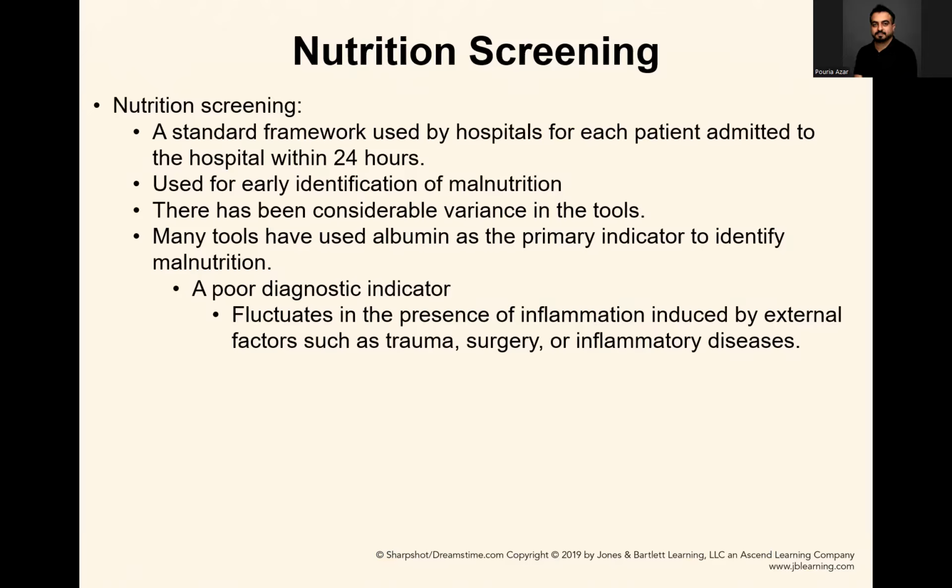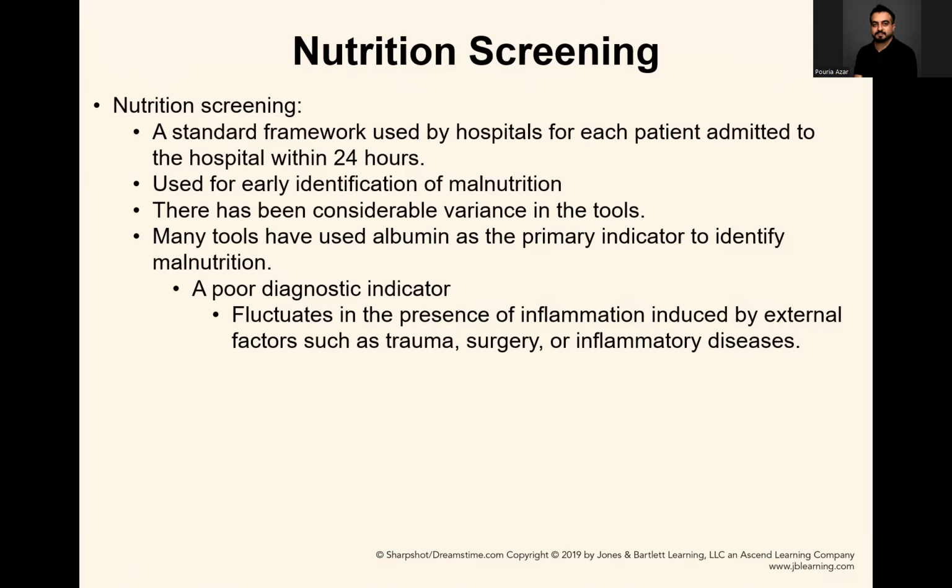In the past, and in some institutions these days, albumin is used as the primary indicator to identify malnutrition, but there are some limitations to that. Albumin, as you know, is a protein in the blood produced by the liver, and this protein carries different nutrients in the blood, like calcium. Calcium binds with albumin in the blood. But this is a poor diagnostic indicator.